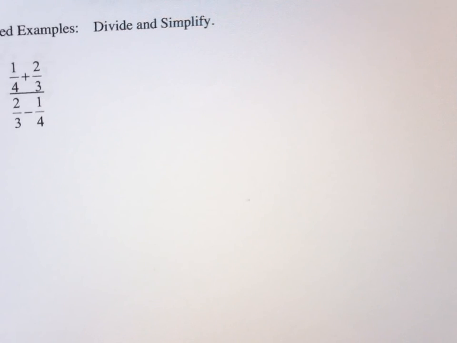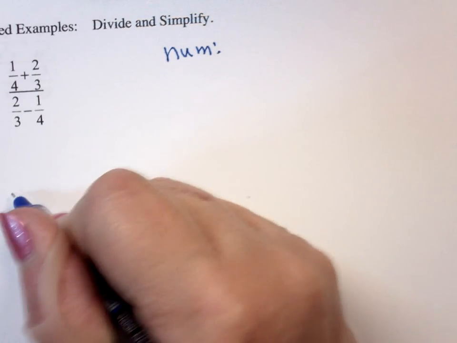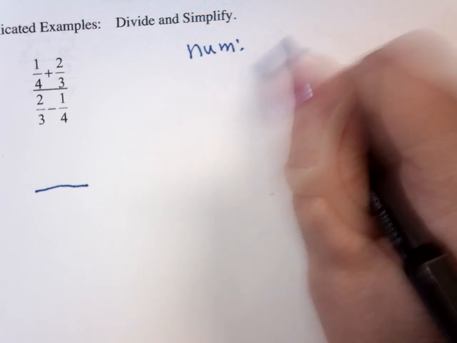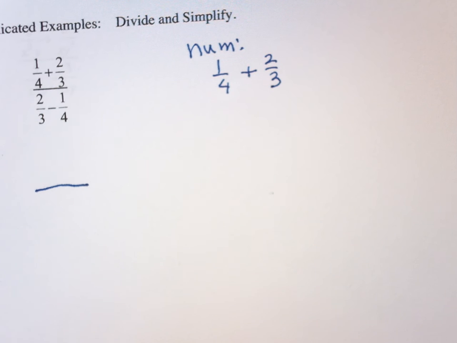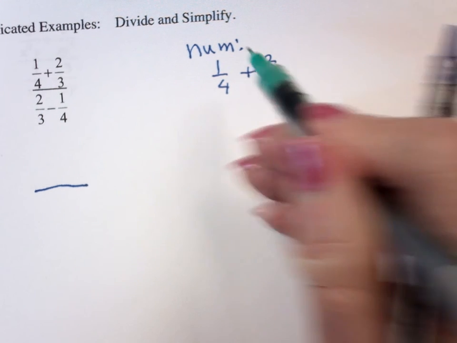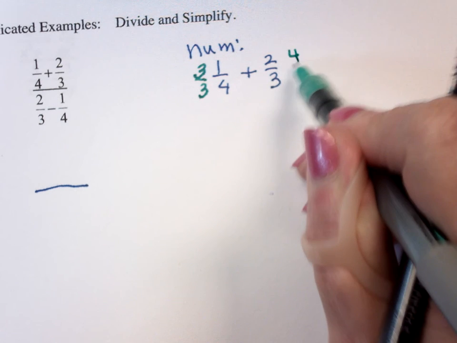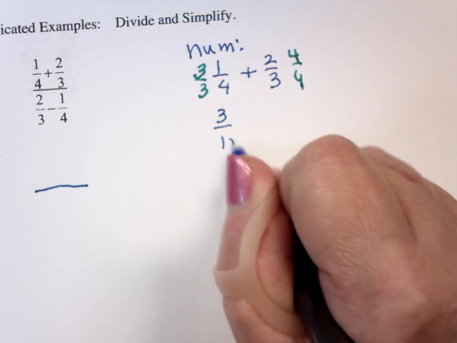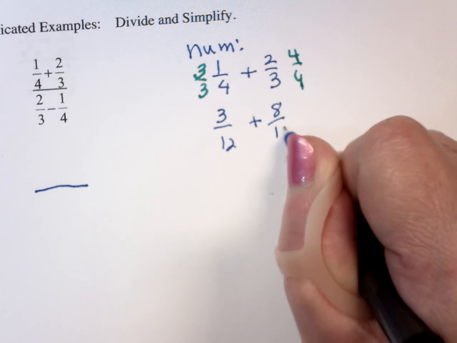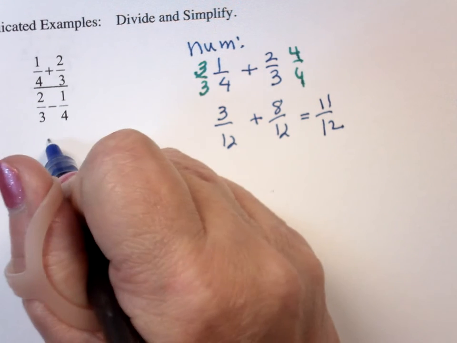Okay, so first thing I do is I take the numerator and I'm going to set up. The numerator is 1/4 plus 2/3. I'm going to put it over a common denominator, which is 12. So multiply by 3/3 and 4/4. So I'm going to get 3/12 plus 8/12 is 11/12. So that becomes my new numerator.